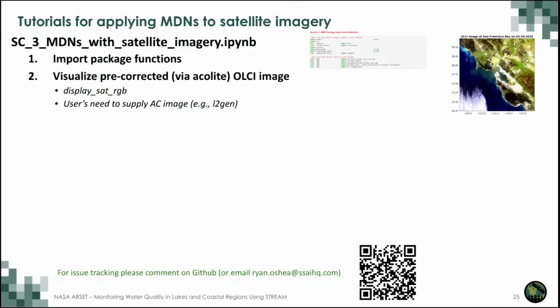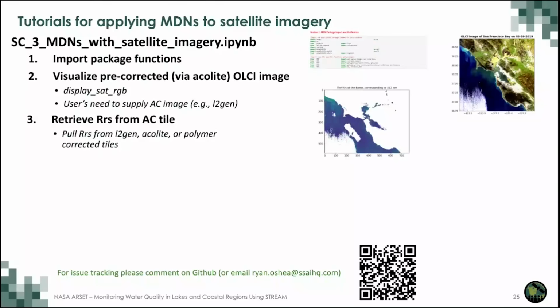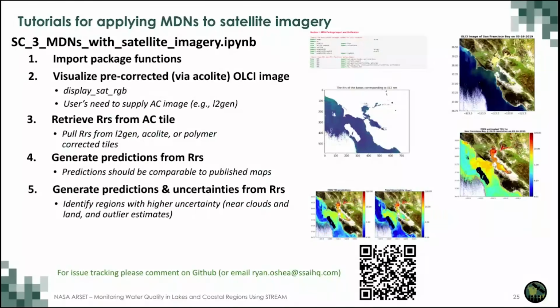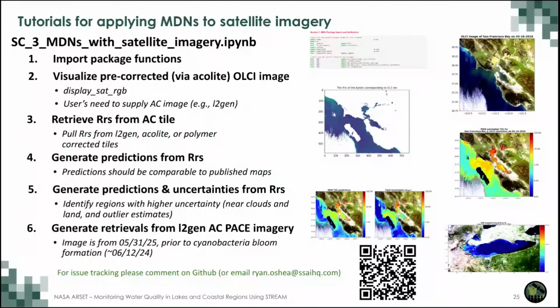We will then visualize pre-corrected Acolite OLCI imagery and learn how to plot those with some of our own functions. We'll then retrieve the Rrs from this pre-processed atmospherically corrected tile. These functions can work with Acolite or L2gen or even Polymer. We'll then generate predictions from the Rrs. So we'll generate predictions for, say, TSS or chlorophyll A. Then we can also generate uncertainties from these Rrs and visually look at them and analyze the imagery.